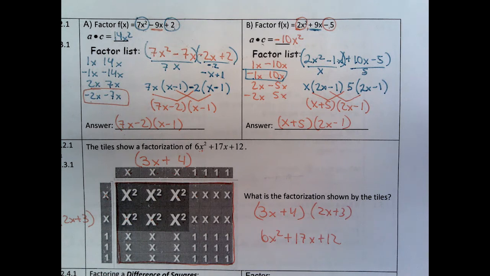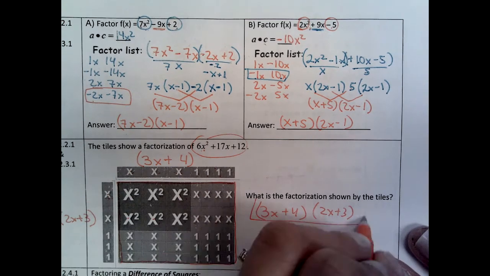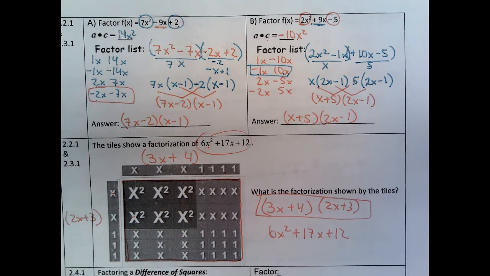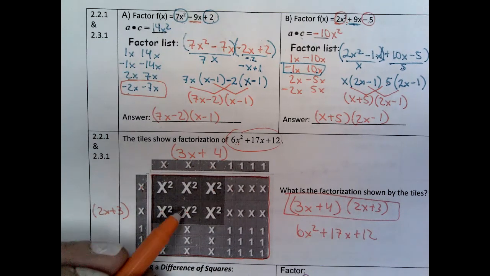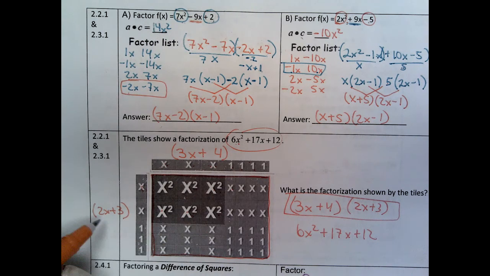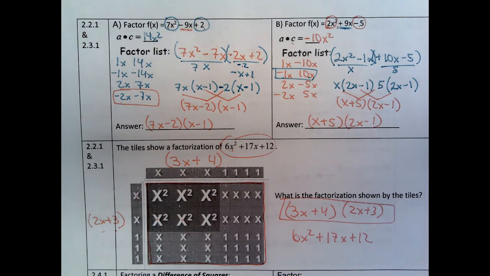So the factorization shown by the tiles is that this right here factors down to 3x plus 4 and 2x plus 3. Remember, we're really just doing our area backwards. If this is our total area, what's our length and our width? What are we multiplying together to get this total area? All right, so make sure that you practice that. Once again, factoring is really important. You're going to continue to use it all through algebra, and have a great day.